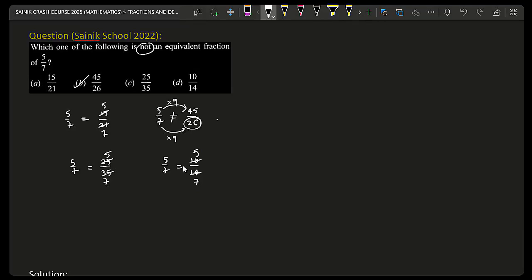Means what we understood: the given fraction is equivalent to all the options A, C, D, but not B. I hope you understand. So what is the answer for this? Sir, B. Is it clear? Yes, sir. Okay, Sharath, you can mute yourself.